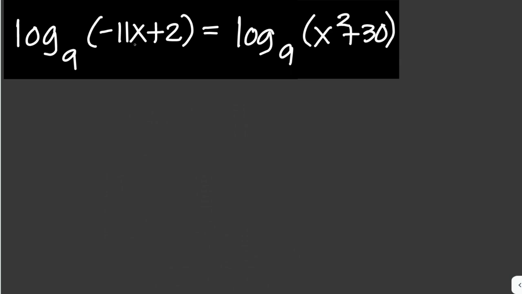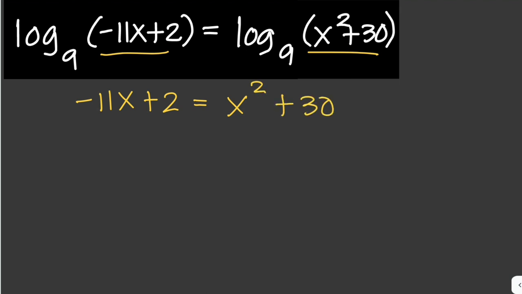Logarithm of negative 11x plus 2 to the base 9 equals logarithm of x squared plus 30 to the base 9. Since the two logarithms have the same base, we can just equate the arguments. So this would be negative 11x plus 2 equals x squared plus 30.